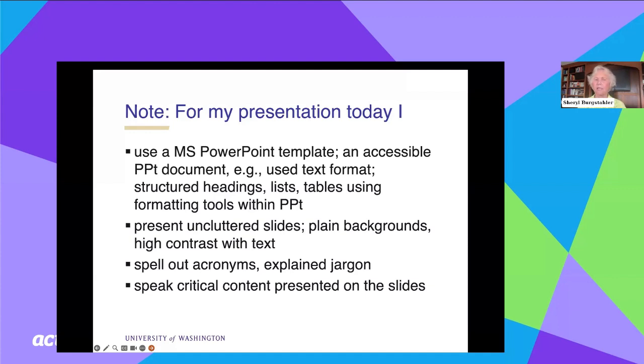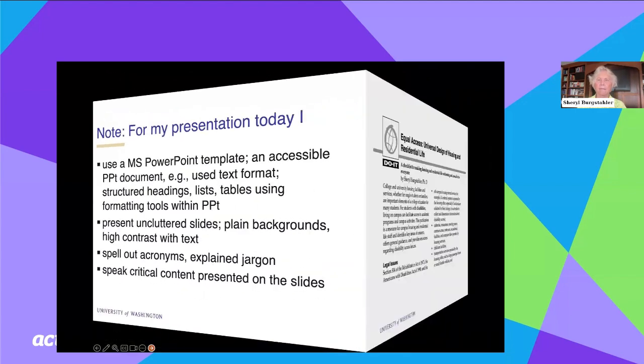Then I make sure that my slides are uncluttered. You can see they're simple, not real exciting maybe, but I don't have cluttered backgrounds. I don't have things that are going to be distracting to some people, for instance, who have difficulty paying attention, but also lots of contrast to make sure that people with visual impairments can access the content. And spelling out acronyms. I had spelled out universal design the first time, for example, and explaining jargon. I'm trying to avoid a lot of jargon that I don't think is necessary today. And then speaking the critical content presented in the slides. Those are just a few things that I'm doing today.